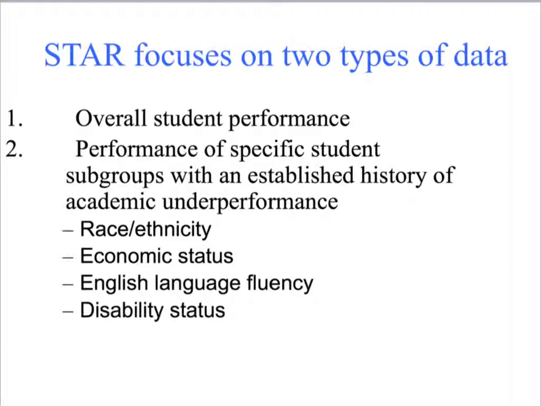What was different about No Child Left Behind, and you can see in the STAR program as a result, is the emphasis on the performance of student subgroups or student population subgroups that have an established history of academic underperformance. And so students' scores are disaggregated or separated out by race and ethnicity, by socioeconomic status, by English language proficiency, and by disability status. This is to ensure that all of these students from the underperforming subgroups are making adequate yearly progress.